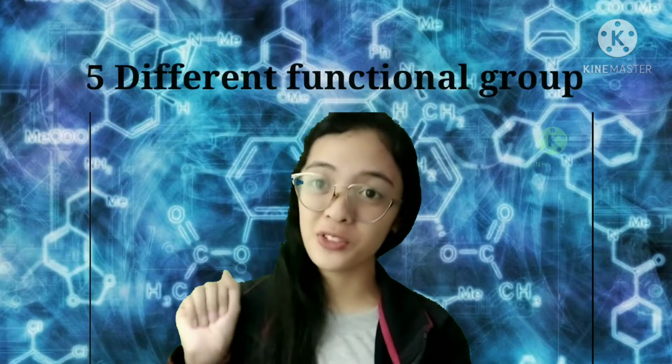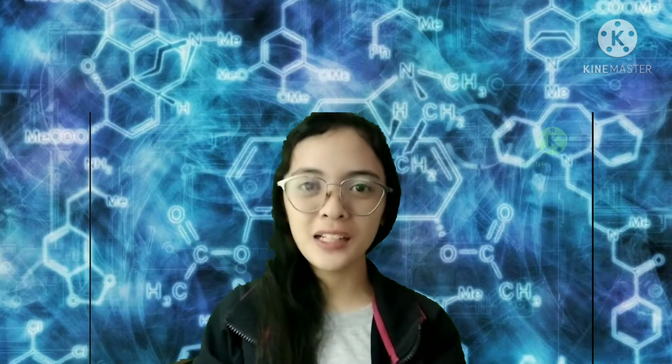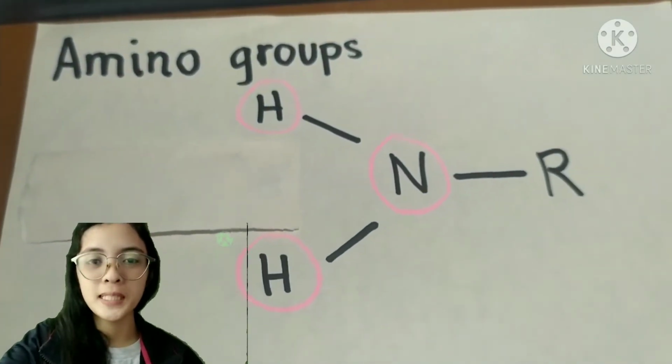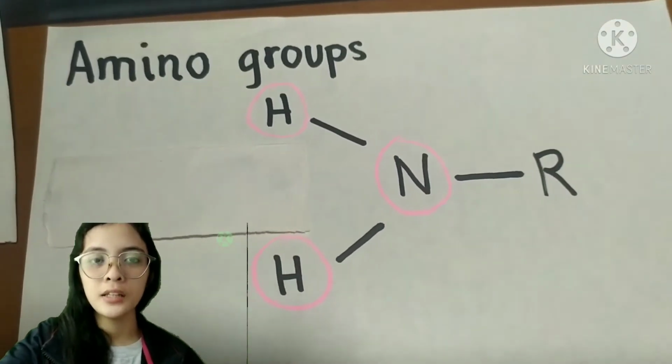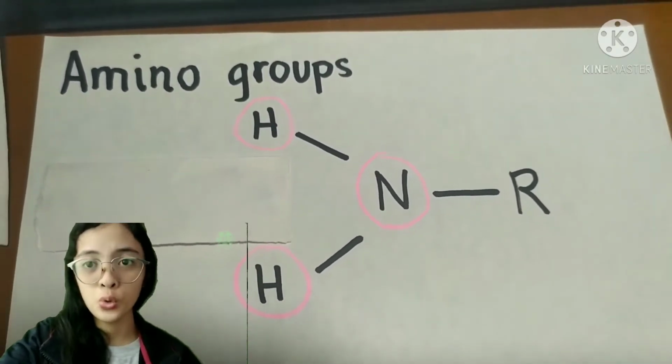So in this video, I'm here to describe 5 different functional groups. By the way, functional groups are an atom or a group of atoms that is responsible for the specific properties of an organic compound. Alright, the first functional group is the amino group. It consists of a nitrogen attached to 2 hydrogens.